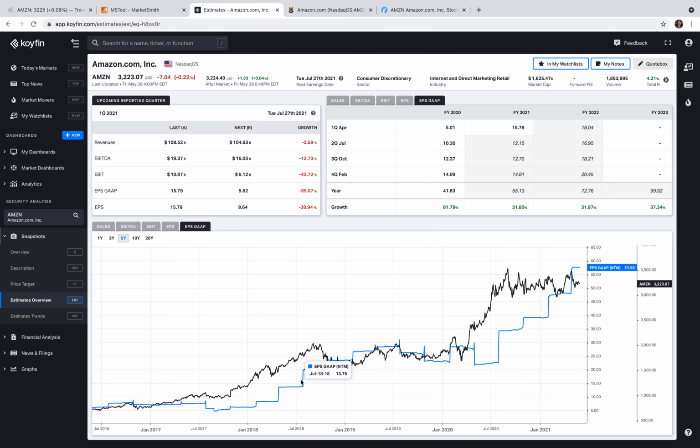Here's a great chart too of why we look at those estimates and why earnings per share is so important. If you zoom out, this is a 5-year chart. You're looking at the big picture. Earnings per share is the blue line, and then the price action is the black line. You can see that in the big picture, price tends to follow those earnings numbers.